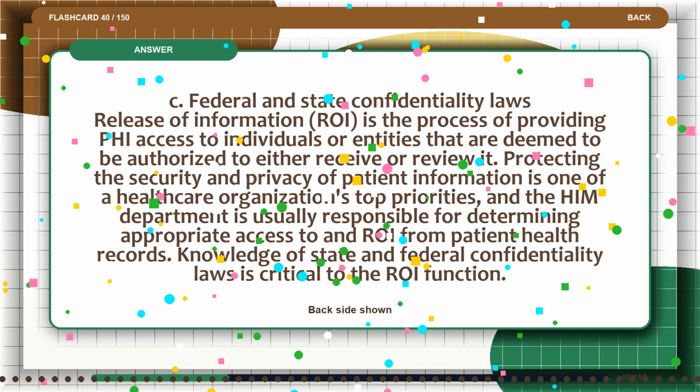The answer is C. Federal and state confidentiality laws. Release of information (ROI) is the process of providing PHI access to individuals or entities that are deemed to be authorized to either receive or review it. Protecting the security and privacy of patient information is one of a healthcare organization's top priorities, and the HIM department is usually responsible for determining appropriate access to and ROI from patient health records. Knowledge of state and federal confidentiality laws is critical to the ROI function.